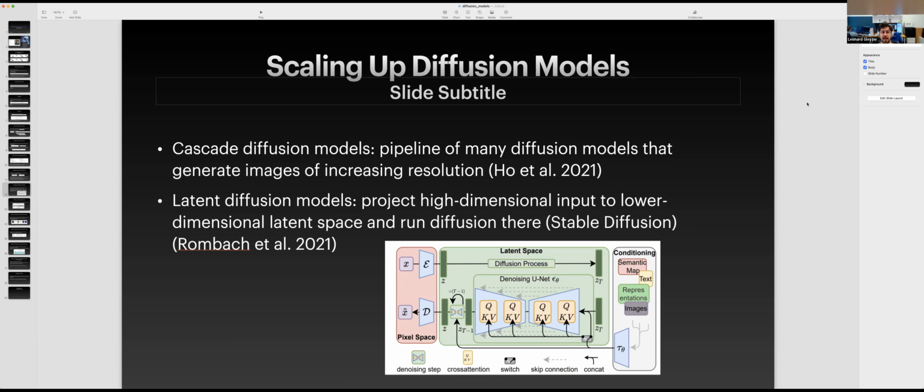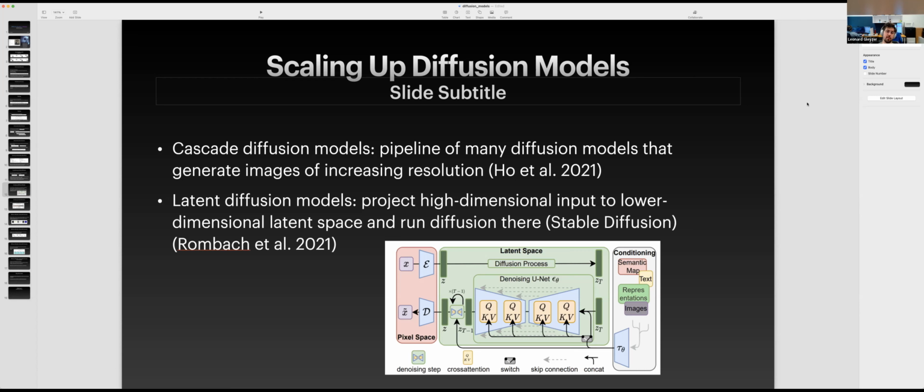One of them is cascade diffusion models, which is a pipeline of many sequential diffusion models that generate images of increasing resolution. So rather than having one giant diffusion model on a very high dimensional space that would be intractable, cascade diffusion models generate a lower resolution image, then use that as the conditioning for the subsequent diffusion model to upscale it and upsample it and keep going sequentially like that.